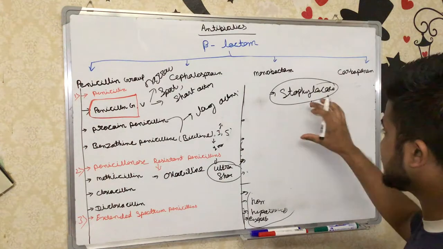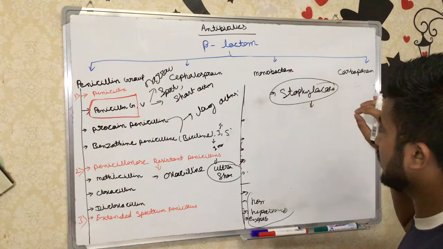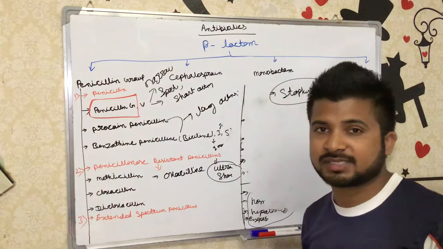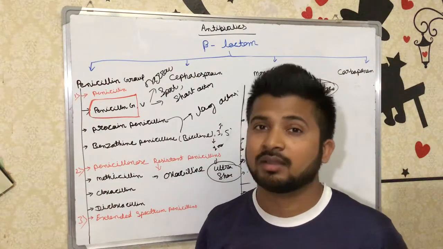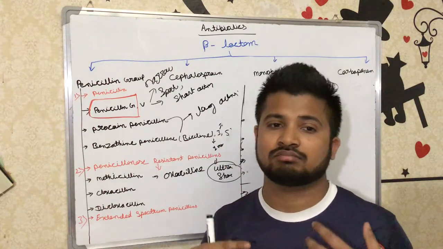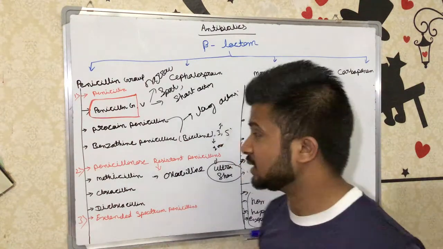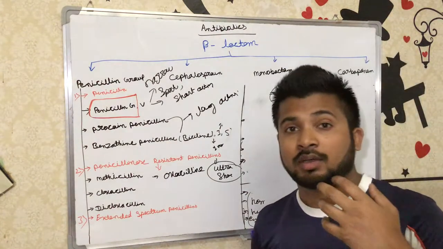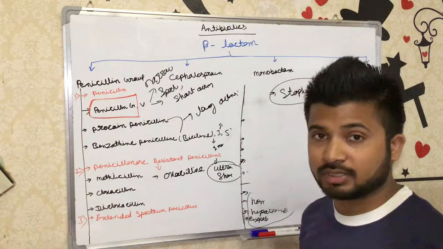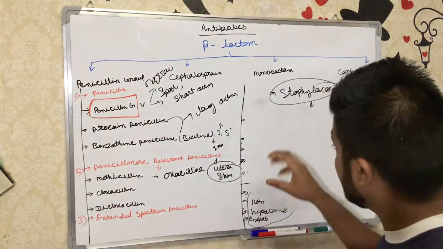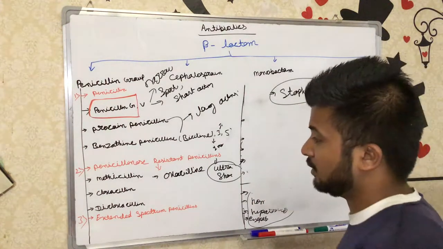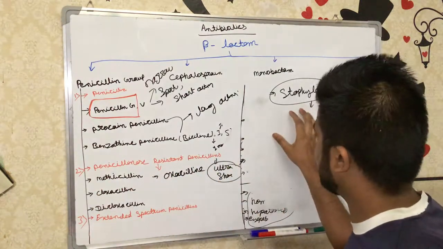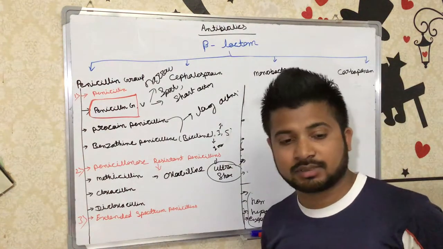So especially in the diseases that are started by staphylococci, for example staphylococcal diseases like pharyngitis, otitis media, rheumatic fever, scarlet fever, and other diseases of staphylococci, like Staphylococcus aureus, which is mainly responsible for abscesses and also hospital infections. For these types of diseases, mainly we give penicillinase-resistant penicillin. This is mainly sensitive only for staphylococcal diseases.